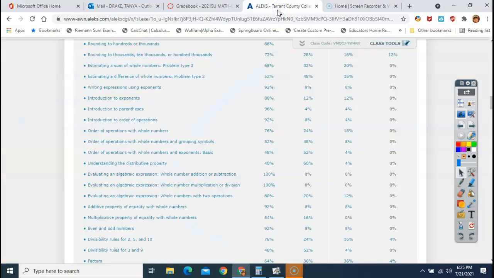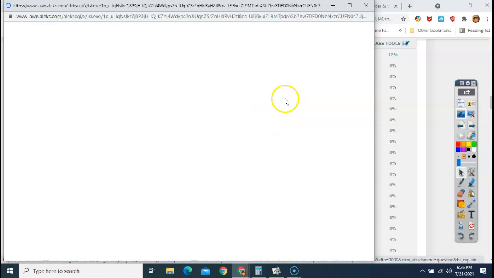Okay, so the next problem that I want to go to is something to do with order of operations. Let me start here. Order of operations with whole numbers and grouping symbols. Even though it's at 52%, that's kind of a large number.